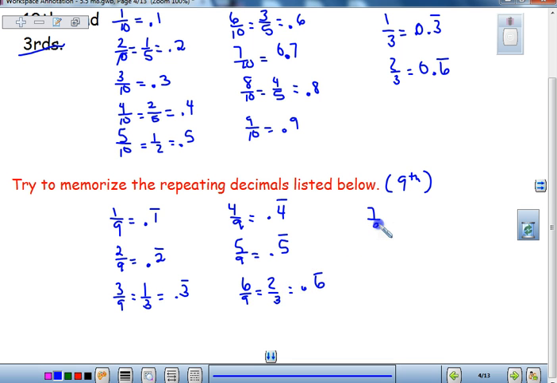So you should be able to finish off 7/9 and 8/9. And if you want, plug it in your calculator and check 7 divided by 9 and see if it gives you that decimal.